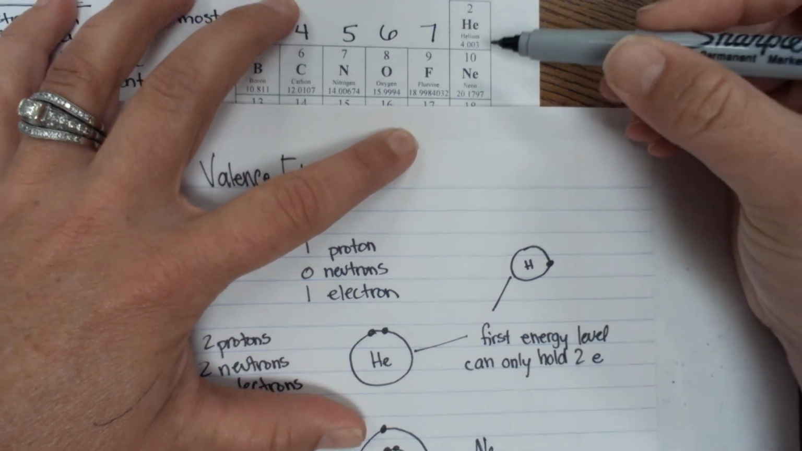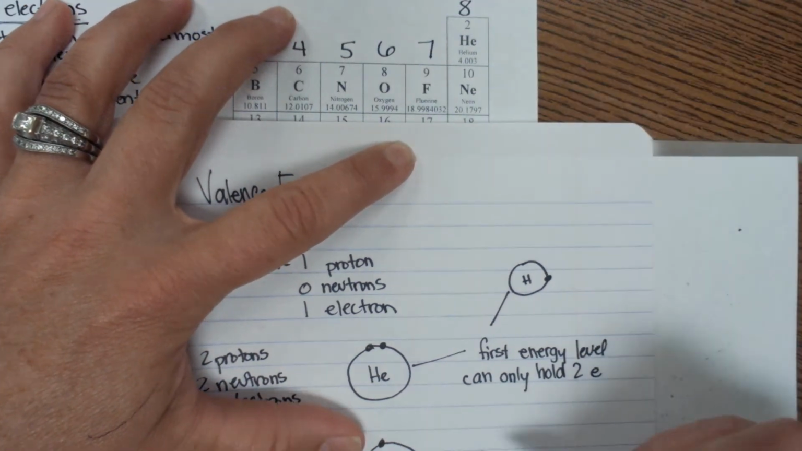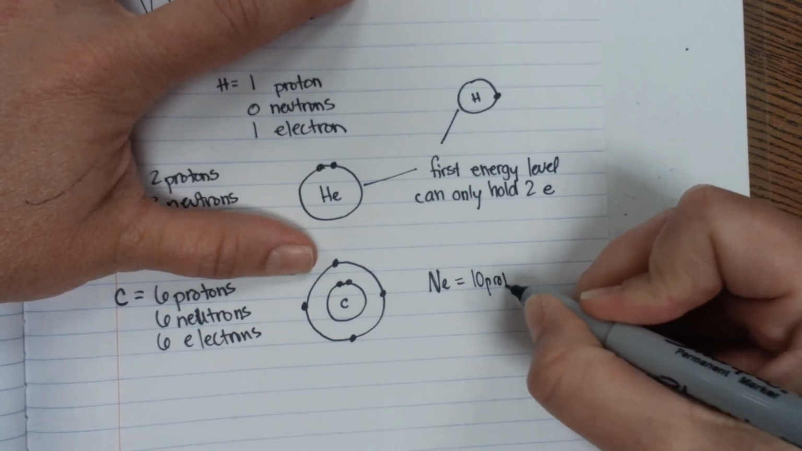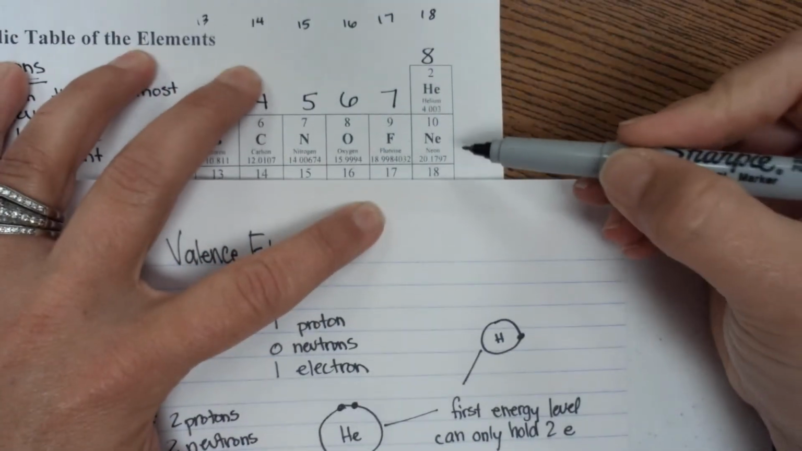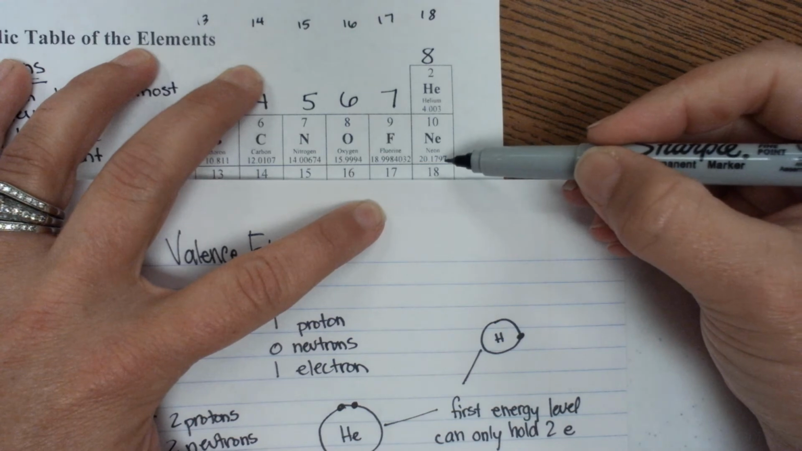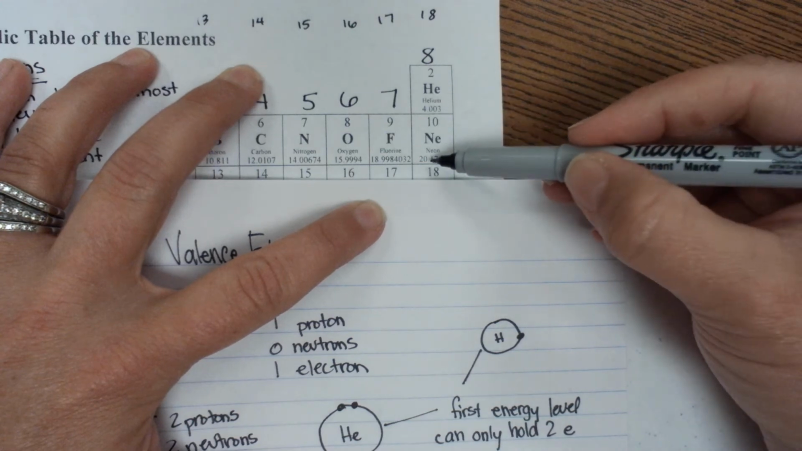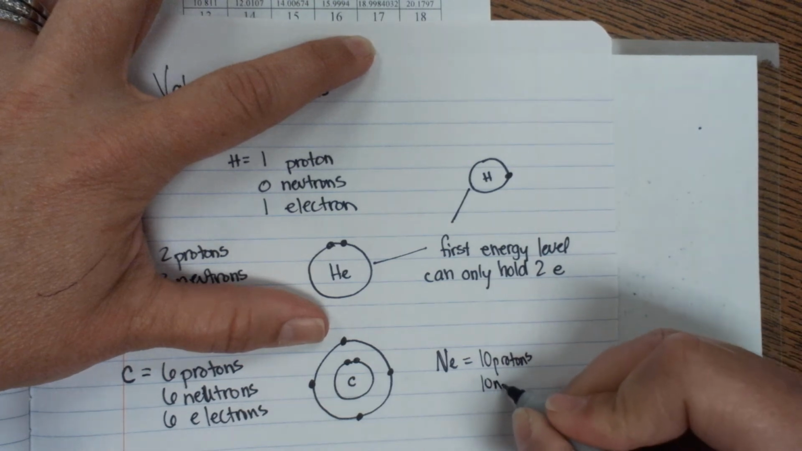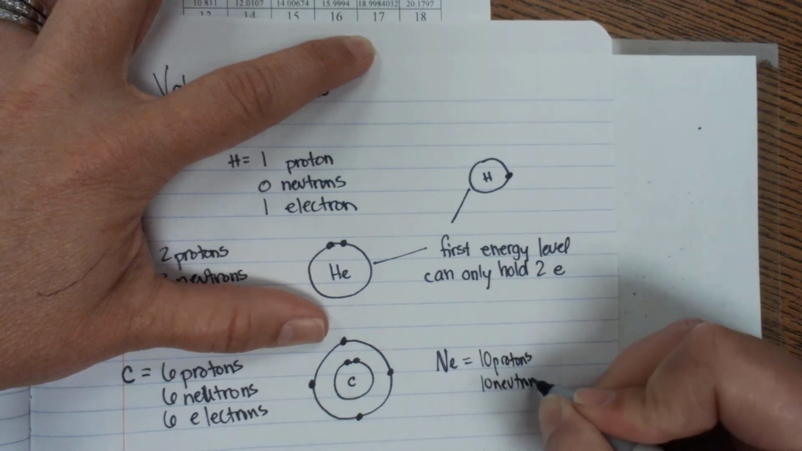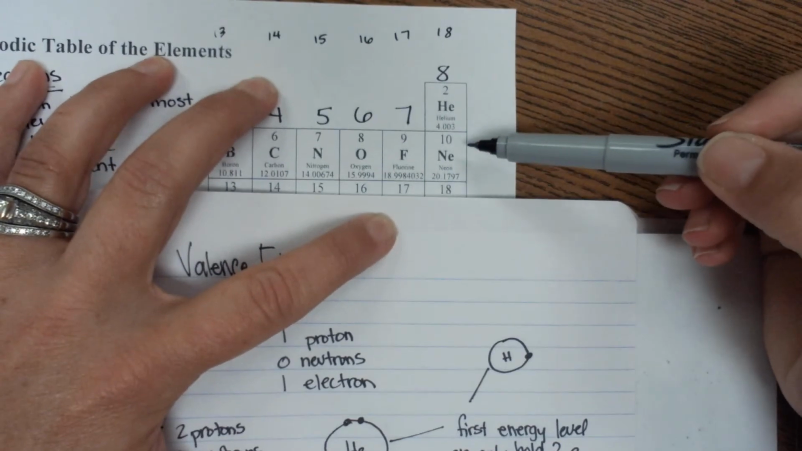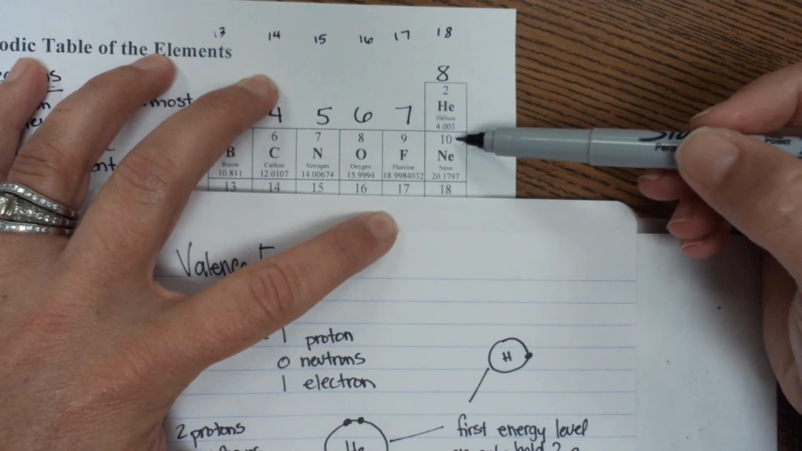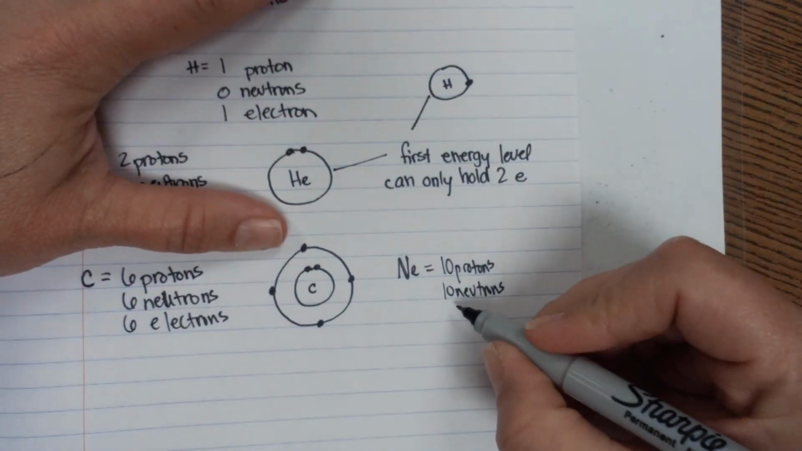If we look at neon, neon has 10 protons. So we'll write that down right here. If we look at its average atomic mass here, it's 20.1, so we'll round that off to 20. 20 minus 10 is 10 neutrons. And then because neon is an atom, not an ion, we know that its protons will match its electrons, so we'll also have 10 electrons.